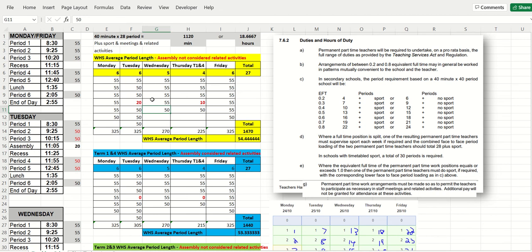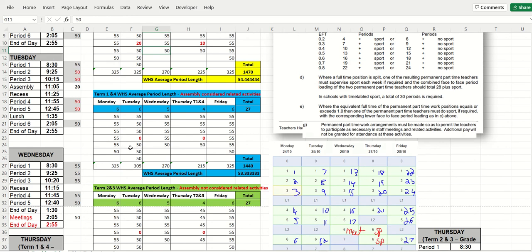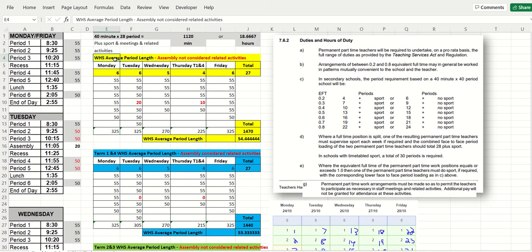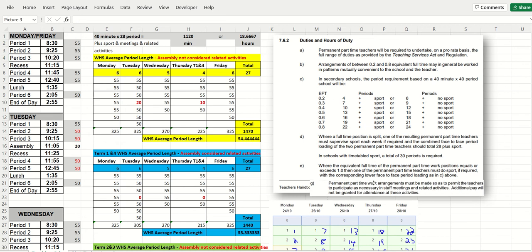Now, there's three calculation tables: yellow, blue, and green. The reason there's three is because blue and green are considering assembly as related activities, and yellow considered assembly as not related activities. That has come from the teaching handbook, where it says permanent part-time teachers participate in necessary staff meetings and related activities. So that might be a point of contention, but I've run everything off the blue and green, which is considering it as a related activity. If it's teaching time, it will bring a higher number in anyway, that will affect things.